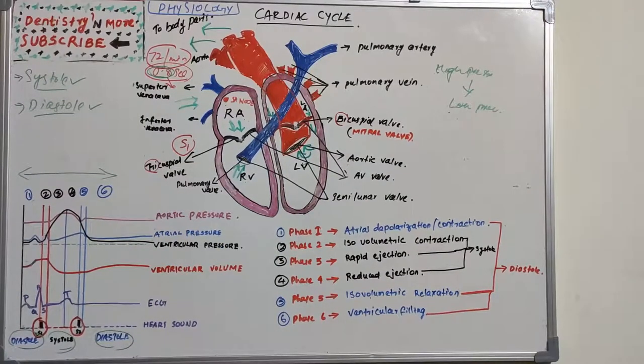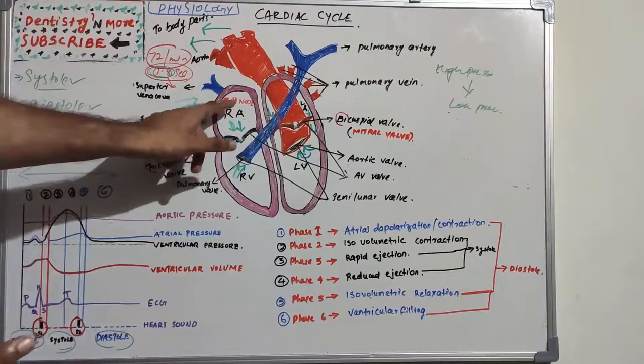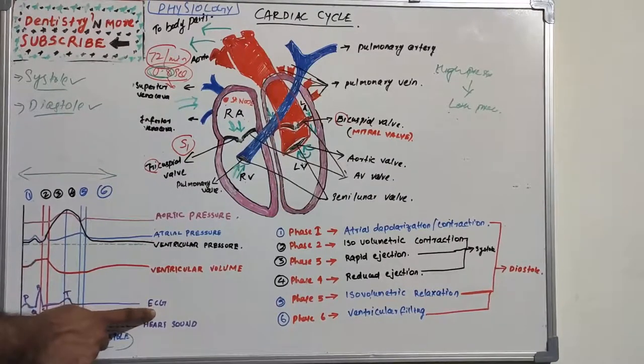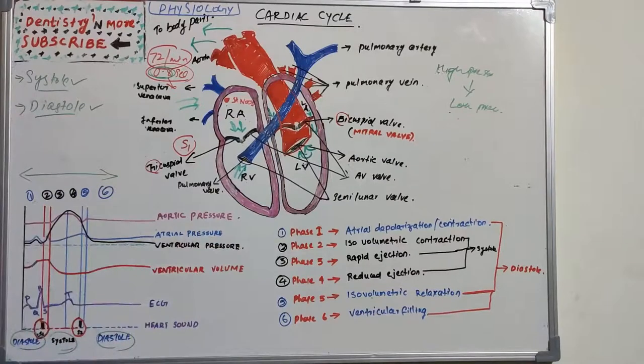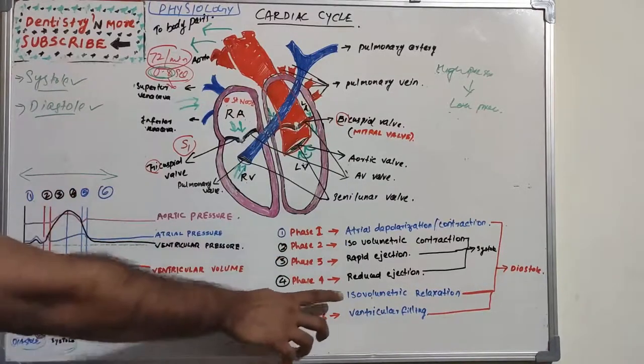So the cardiac cycle is initiated at the SA node. When the electric impulse is triggered from the SA node, there will be atrial depolarization, that is, the atrial chambers will be depolarized by the SA node activation. That phase coincides with the P wave in the ECG. The red line is ventricular volume, the violet is ECG, the black line is ventricular pressure, the blue line is atrial pressure, and the pink line is aortic pressure, and these 1, 2, 3, 4, 5, 6 are the six phases. Phases 2, 3, 4 are the systolic events, and 1, 5, 6 are the diastolic events.